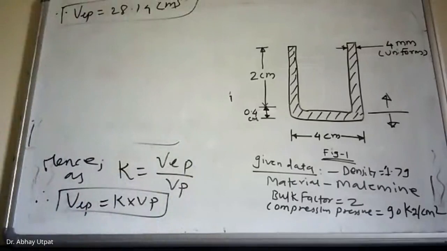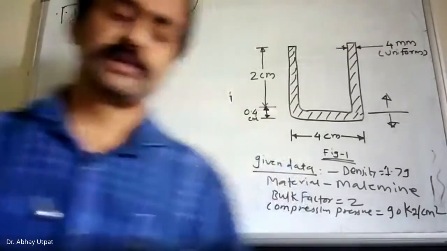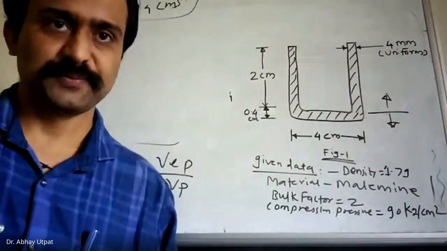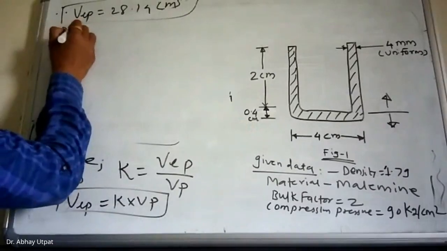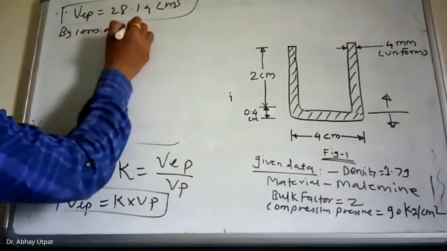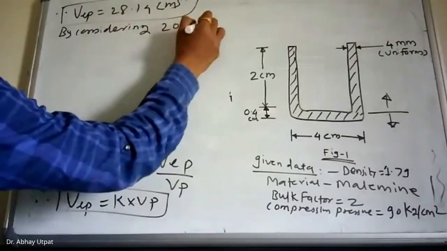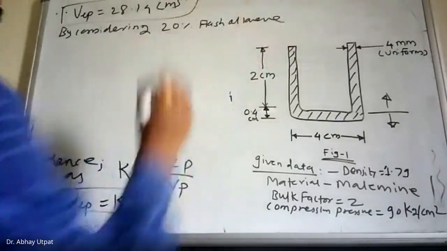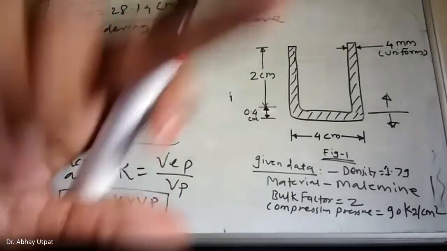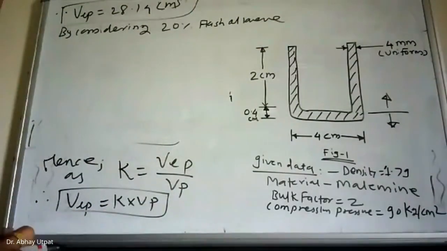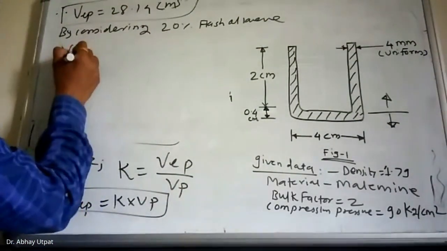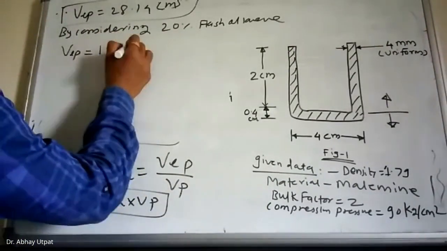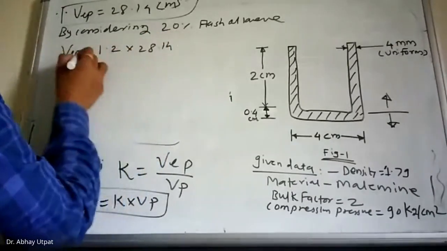Now one more thing I taught you in the previous class. Always consider 10% or 20% as a flash allowance. By considering 20% flash allowance, volume of loose powder is equal to 1.2 into 28.14.